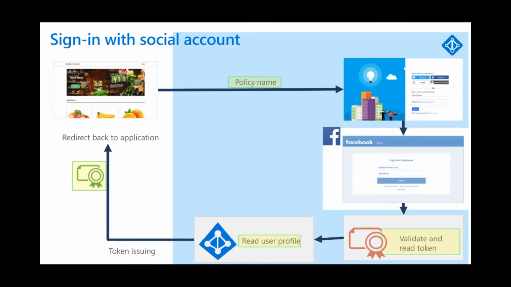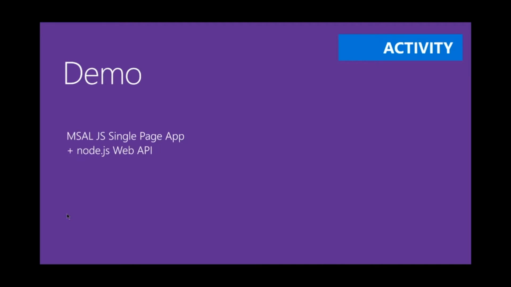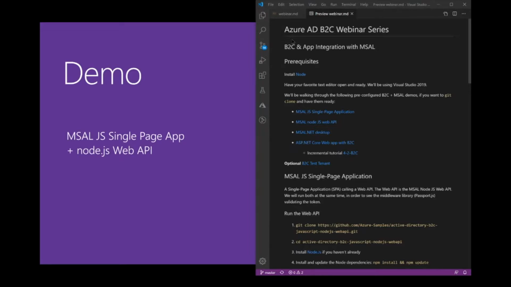So to understand this better, let's run through some sample code. I included a markdown file in the Q&A. If you open it, you can follow along, run the code with me, or try it out on your own later. So I'm going to go to the MD file, and you can see here there are a few prerequisites. One is to have Node installed. That's to run the JavaScript web app and web API, and have your favorite text editor ready. I'm going to be using Visual Studio 2019, and then we'll be walking through 4 pre-configured MSAL plus B2C demos or sample code.